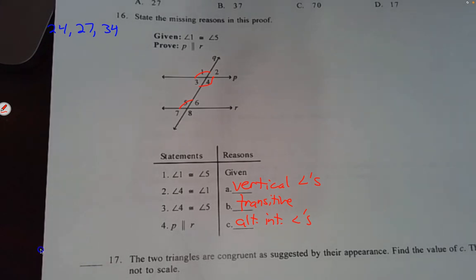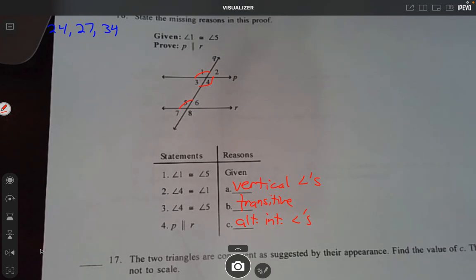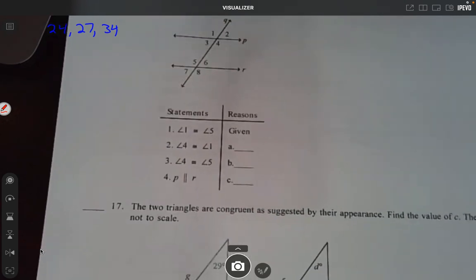That's number 16, and that's not booty cheeks. That's not the middle. Good job.